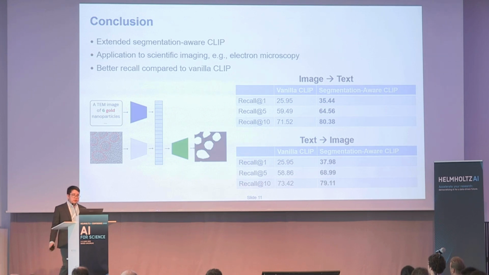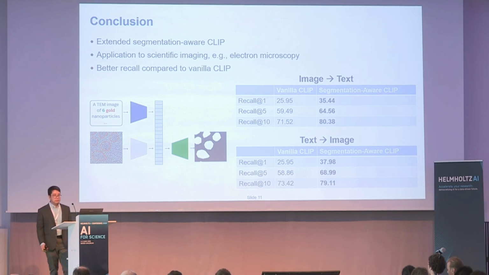So in conclusion, we presented an extended segmentation-aware CLIP applied to scientific imaging, and the case for this study was electron microscopy. And we showed that this leads to a better recall compared to vanilla CLIP. But why do this anyway? Why align the images to textual description?